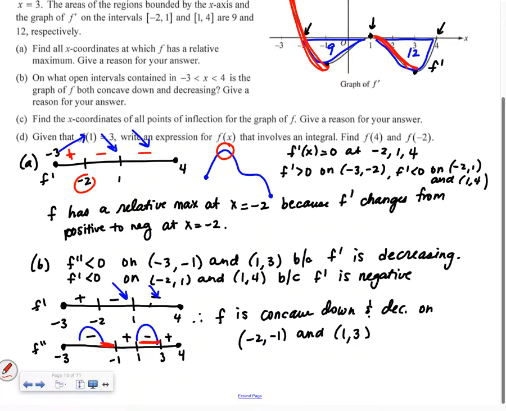All right. In part C, find the x coordinates of all points of inflection for the graph of f. Give a reason for your answer. So points of inflection, remember the justification, I've said this like a broken record, is that f double prime changes sign. You can see from that sign chart I just did in part B, it changes sign at -1 and also 1 and also 3, right? It goes from negative to positive, then from positive to negative, and then from negative to positive. So there are 3 different places where that's happening.